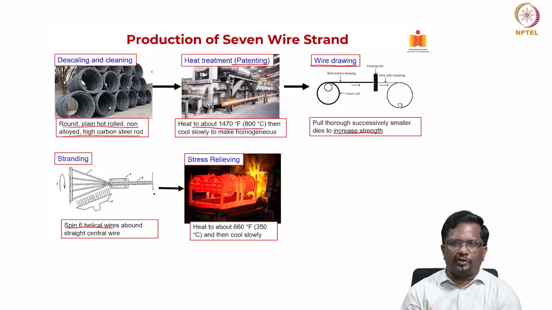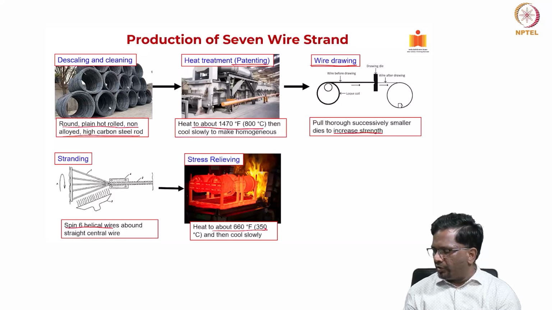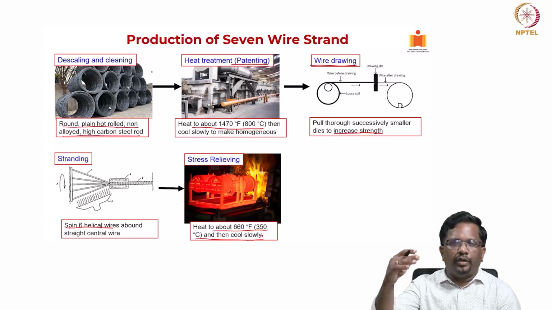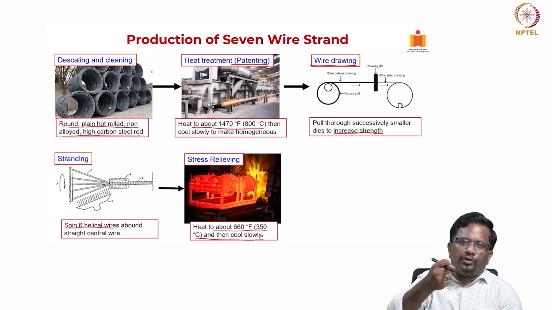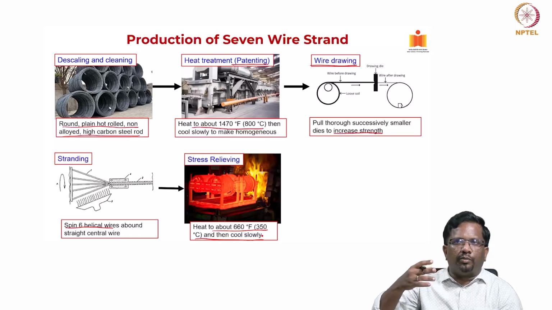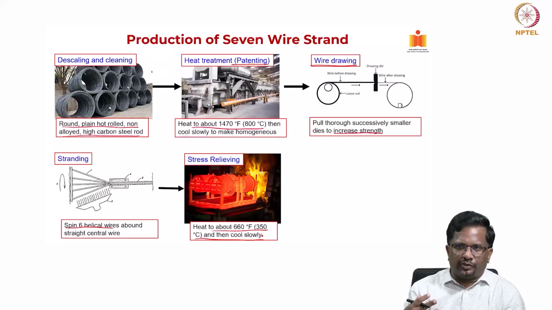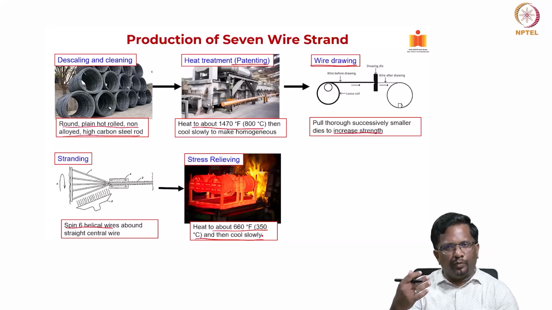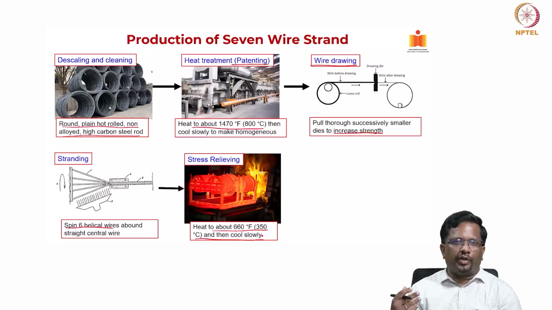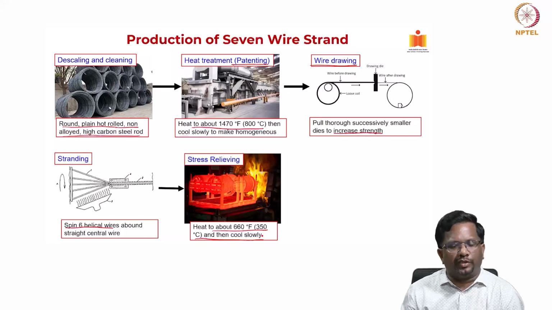In stress relieved strand, we take the strand and heat it to about 350 degrees centigrade, and then we cool it slowly. This is called stress relieving, because when you pull it through dies of successively smaller diameter, you also develop a lot of residual stresses. By heating it to 350 degrees centigrade and allowing it to cool slowly, we are relieving all the residual stresses. That type of final product is called stress relieved strand.